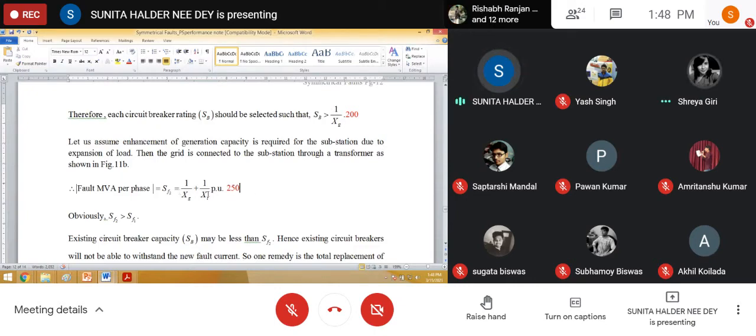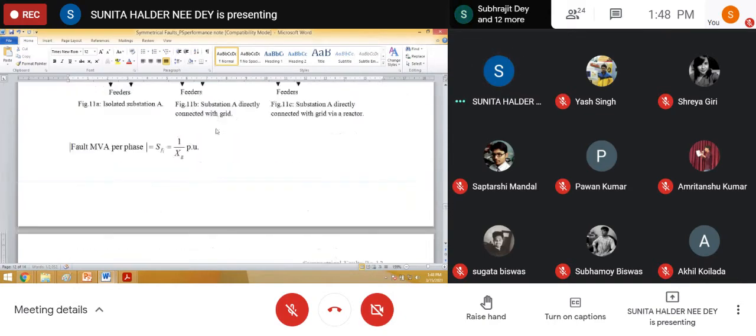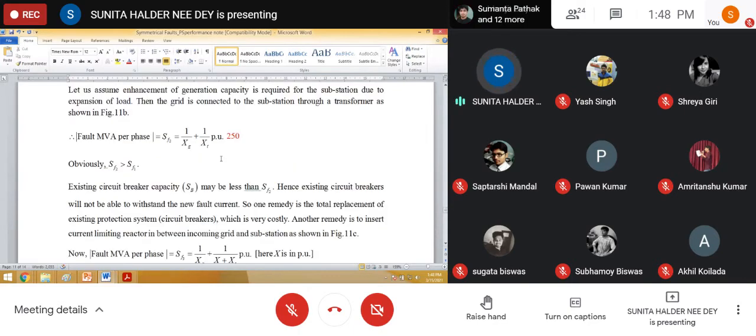But this 1 by xg plus 1 by xt will always be more than 1 by xg. If 1 by xg is 200, then 1 by xg plus 1 by xt will be more than 200. I am assuming 250, maybe 350 or whatever, I do not know. If I had numerical values, then I could calculate. By any means, it is sure that when the grid is connected through a transformer, the fault MVA will increase.